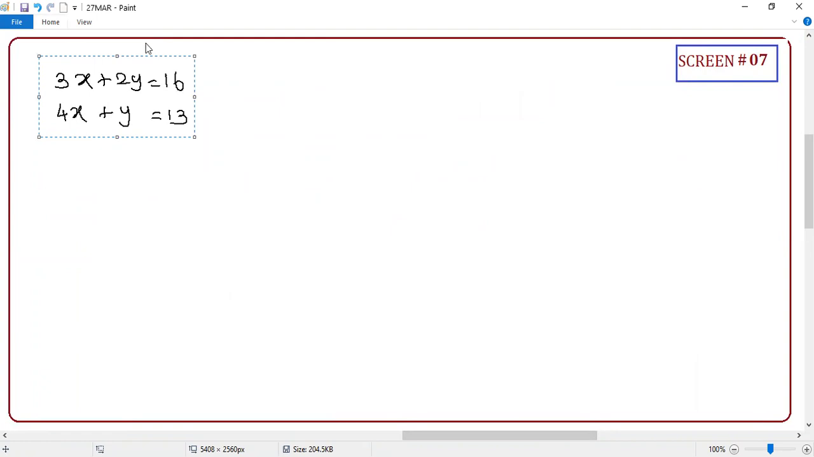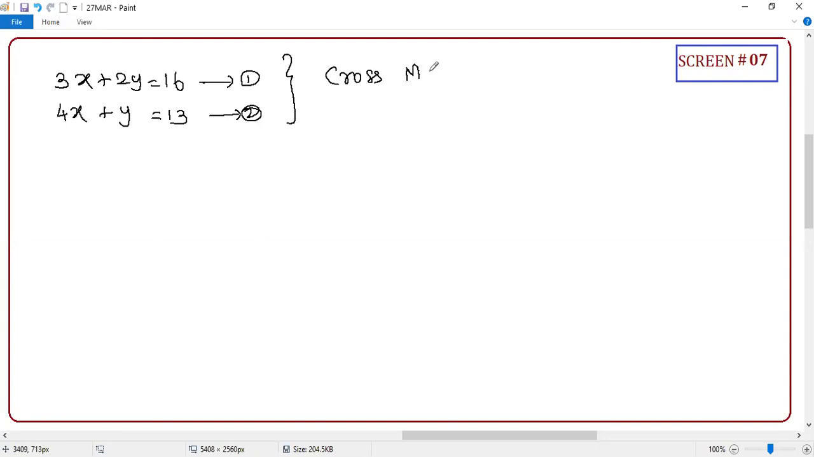No one remembers that. What is the cross method? Cross multiplication. Excellent, cross multiplication. But actually, it got deleted. Okay, but it's a super method. I can say that. Why? Because you don't need to worry about anything.